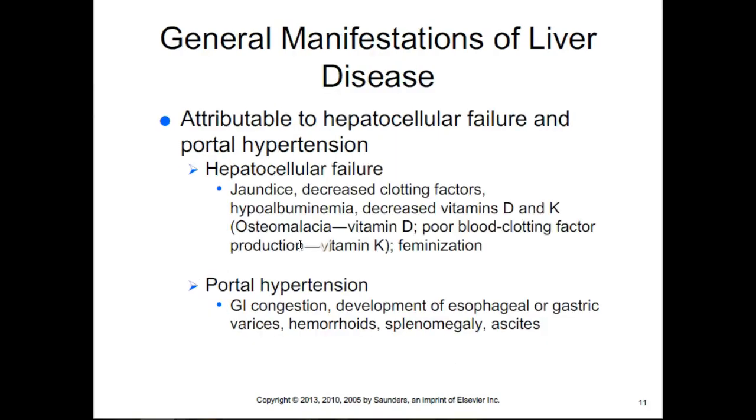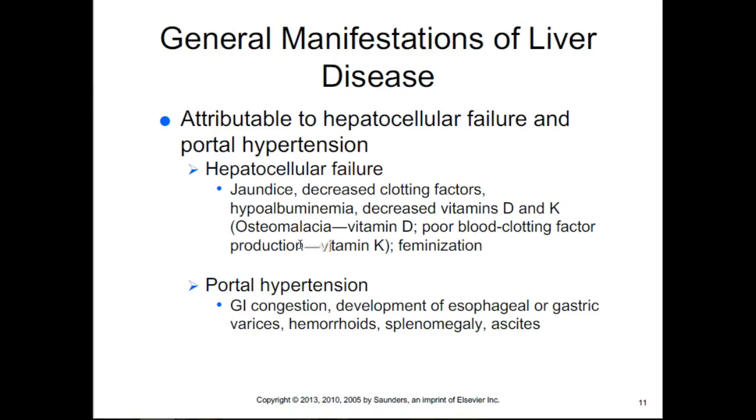All right, so some of the manifestations of liver disease, right? They are attributable to hepatocellular failure and portal hypertension. So most diseases are going to be because of that, right? So hepatocellular failure is going to cause, and the liver also makes albumin. So it's like the main source of albumin. So your blood would be low in albumin, hypoalbuminemia.